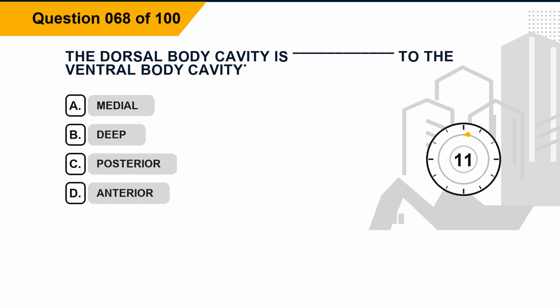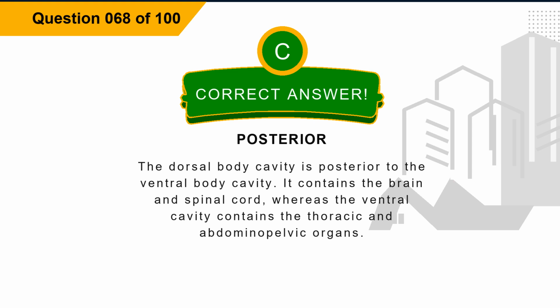Question 68. The dorsal body cavity is blank to the ventral body cavity. Option A, medial. Option B, deep. Option C, posterior. Option D, anterior. The correct answer is option C, posterior. Explanation. The dorsal body cavity is posterior to the ventral body cavity. It contains the brain and spinal cord, whereas the ventral cavity contains the thoracic and abdominopelvic organs.